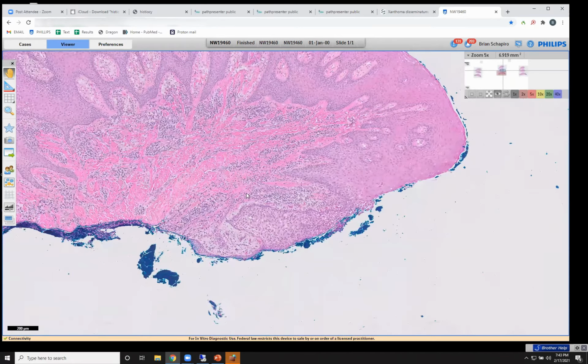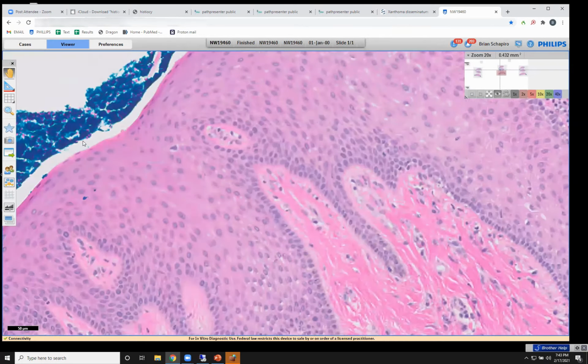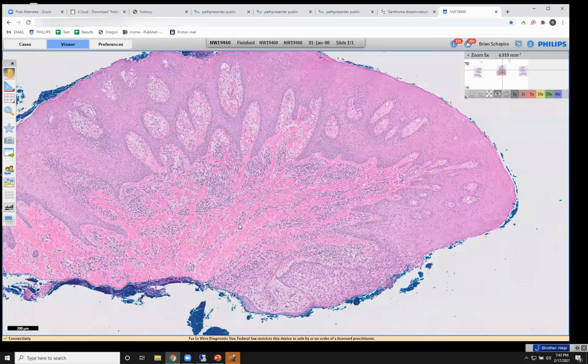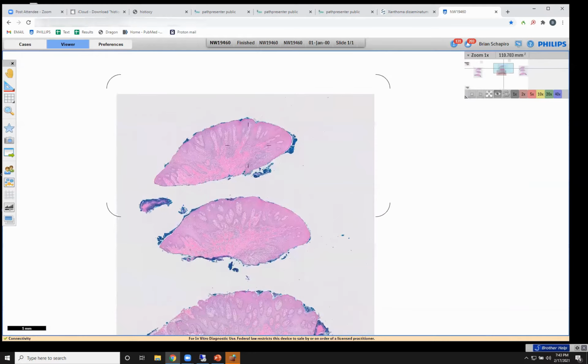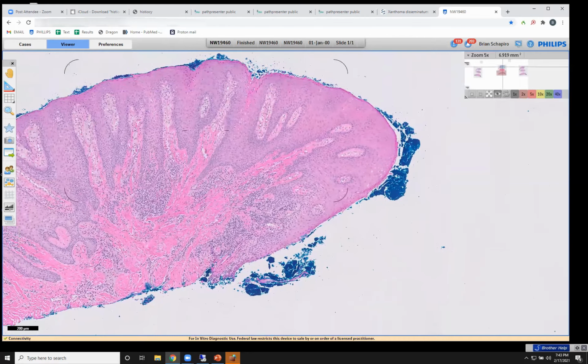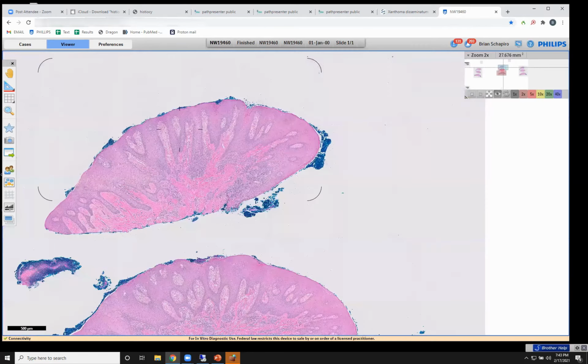Now, interesting here, it's a little subtle, but if you look at the edge, you see there's no real normal stratum corneum. And you can see there's no hair, there's no eccrine glands. So this is a verruciform xanthoma with these foamy cells in the oral cavity, which is a pretty typical location for them.